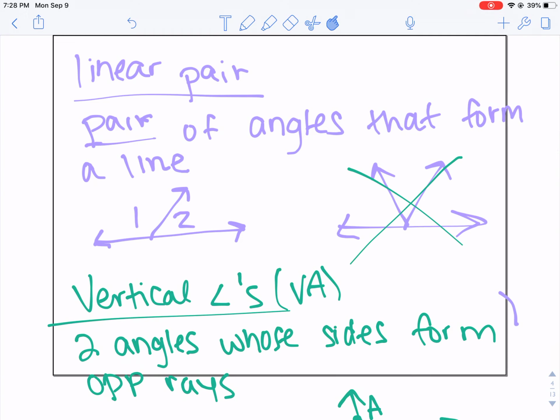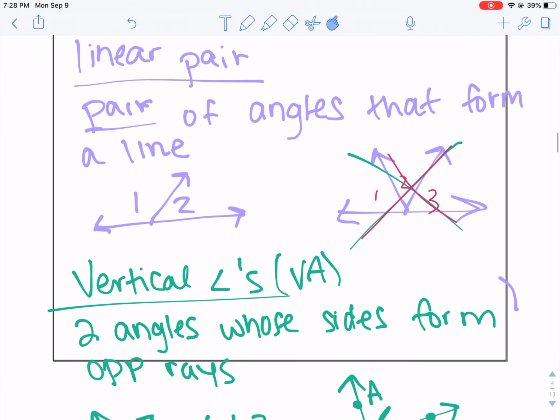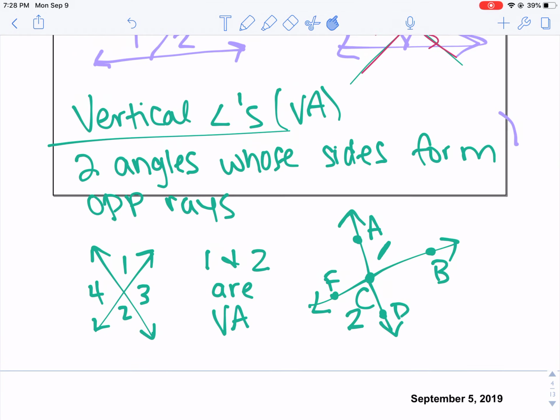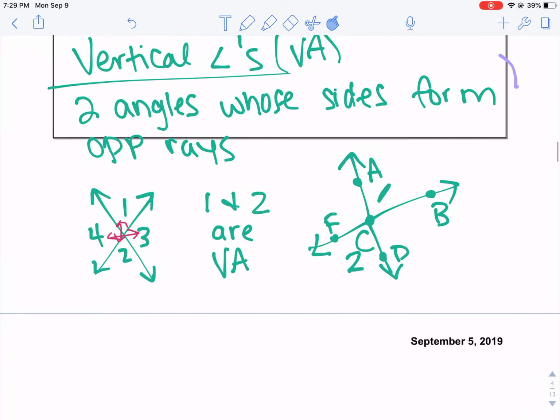So a linear pair is a pair of angles that form a line. So you have 1 and 2. Over here, the one I crossed out, that's not a linear pair because there are 3 angles that form a line. We also talked about vertical angles. Vertical angles are two angles who form opposite rays. Basically, they have to form an X, and it's the ones that are opposite of each other. So here, 1 and 2 are vertical, 3 and 4 are vertical.